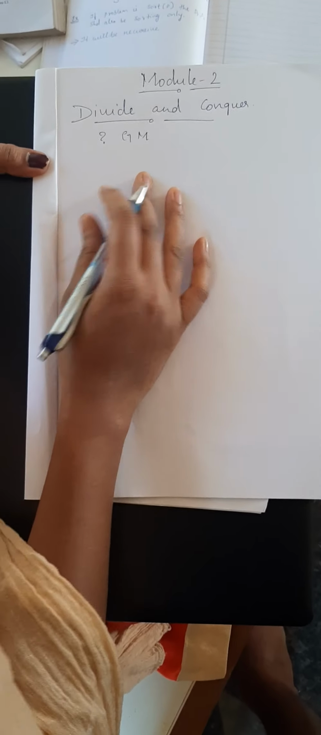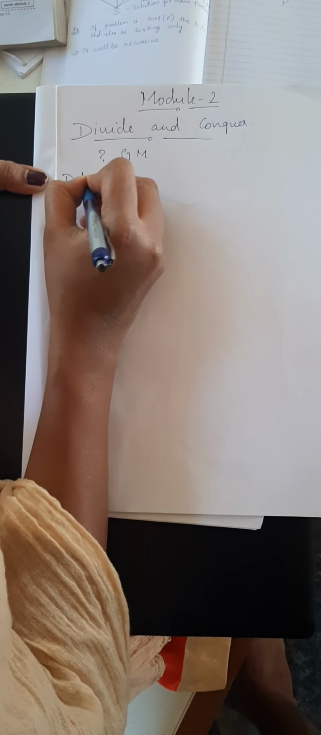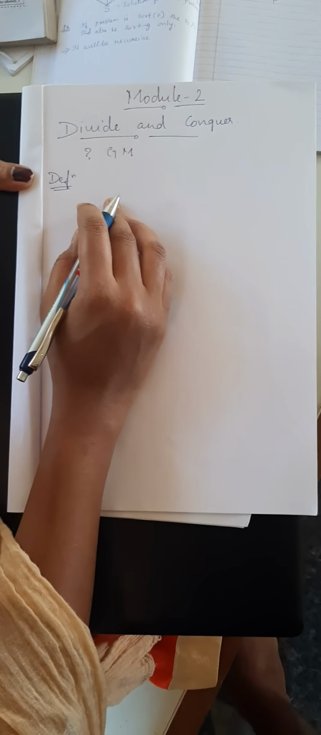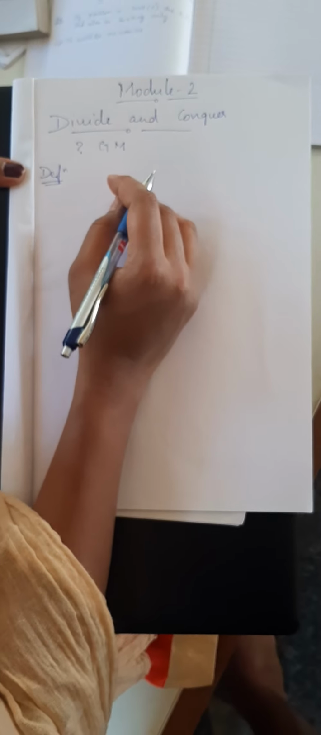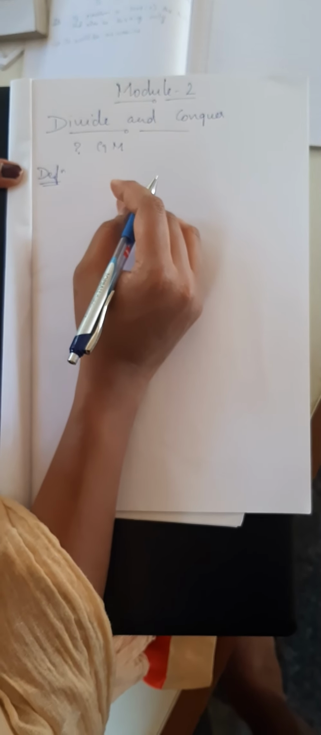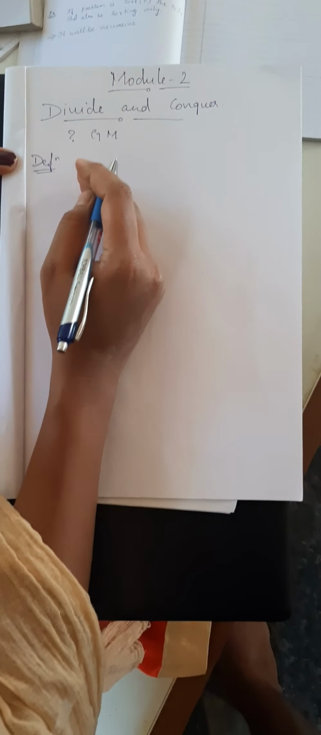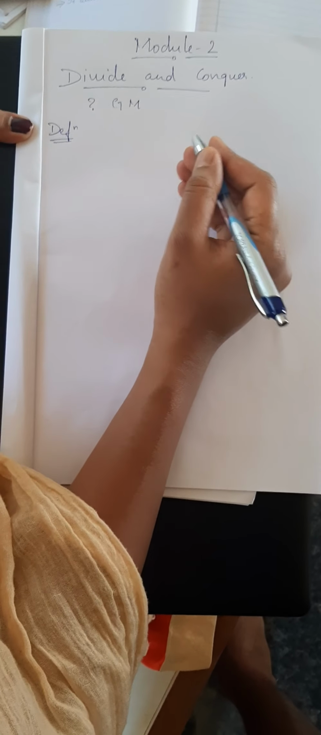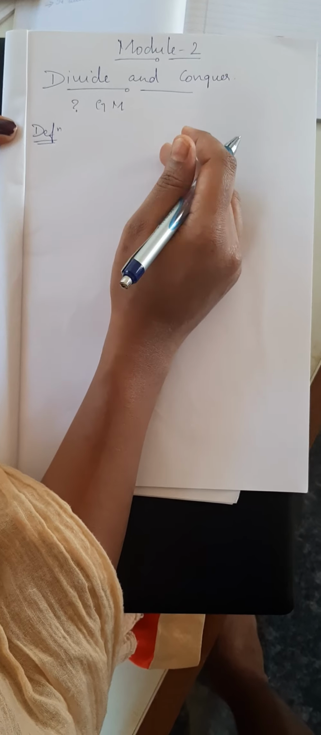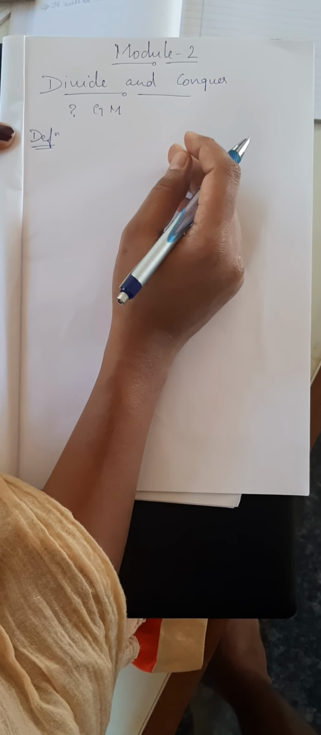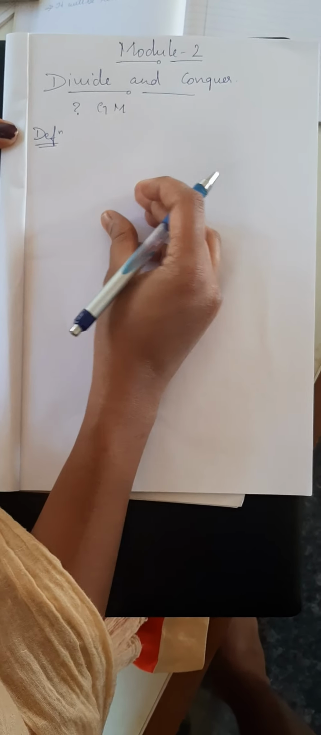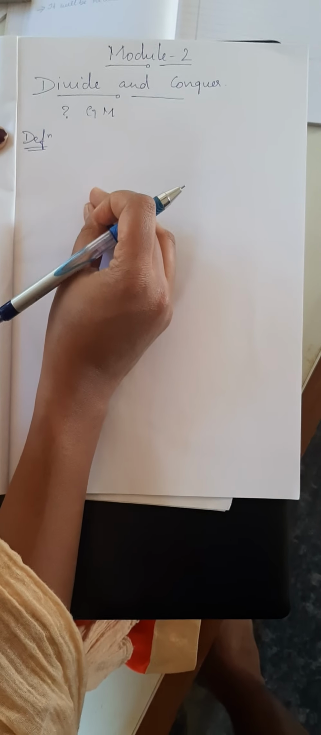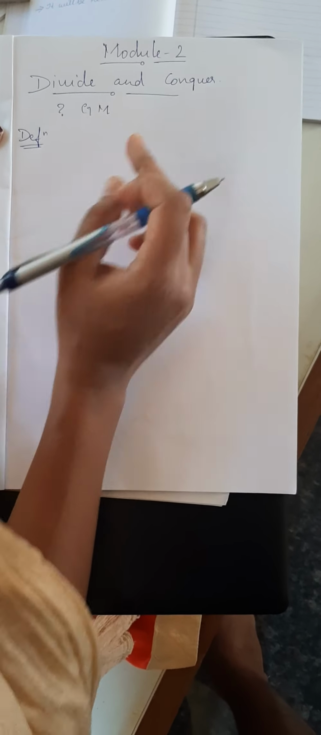divide and conquer technique. The definition of divide and conquer is: divide and conquer is a method of top-down technique for designing algorithms which consist of dividing the problem into smaller sub-problems, hoping that the solution of the sub-problem are easier to find. The solutions of the smaller sub-problems are then combined to get a solution for the original problem.